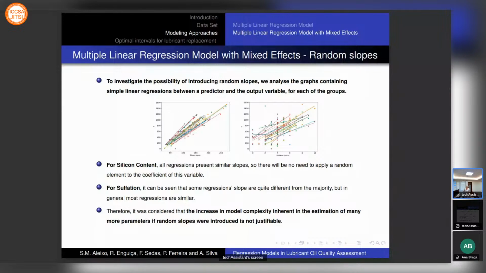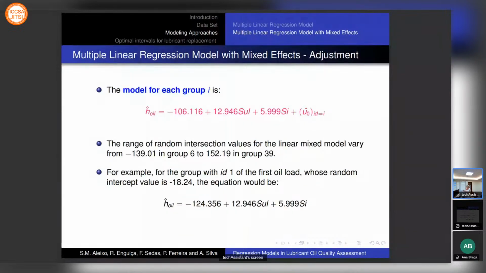The model is this one, and we have an example, but I have not much time. So, for example, for the first group, the intercept value is this one, and we have this equation.